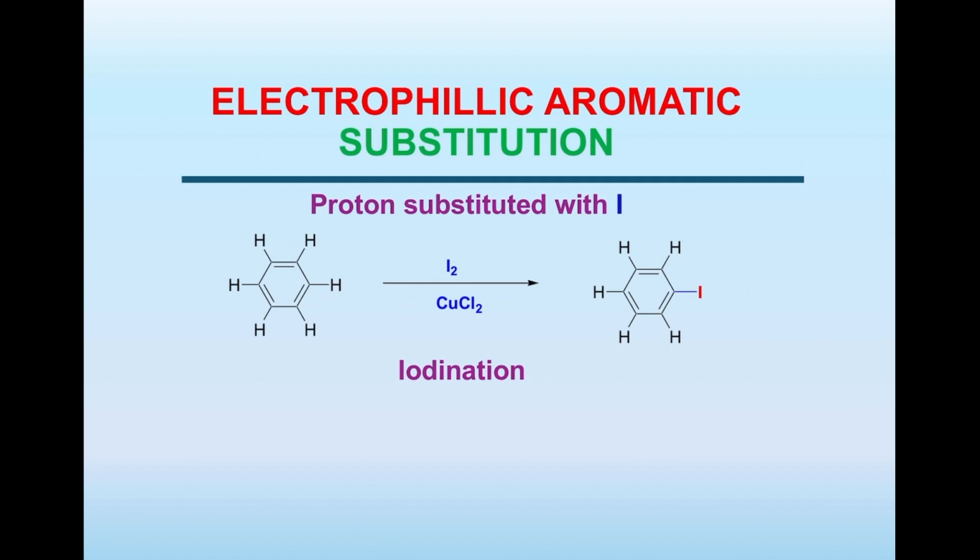Here is another example where now this proton has been substituted or replaced by iodine, and that's because you form an iodonium ion intermediate when you react iodine with copper chloride, that's copper(II) chloride, and that reaction is called iodination.